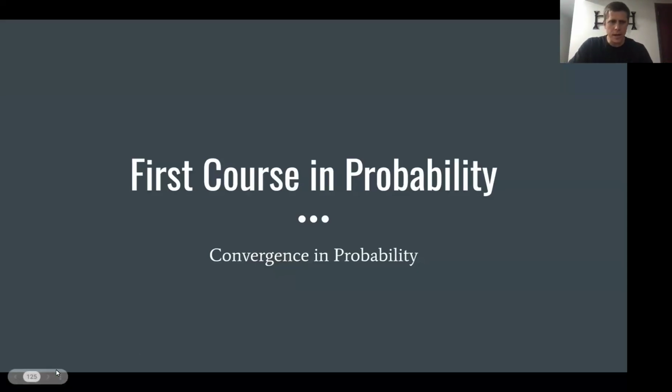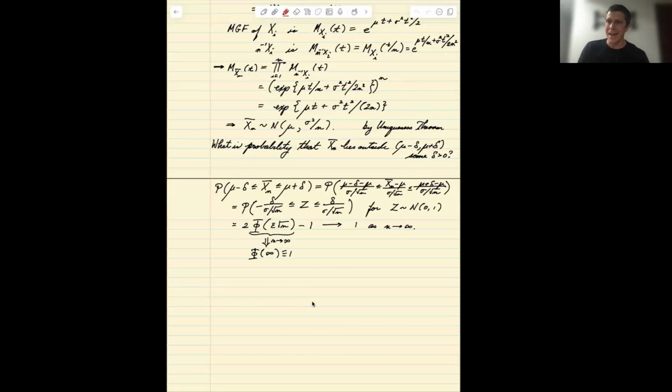Okay, we saw last time, in the case of the sample mean of uniform or of normal random variables, we were able to derive the distribution itself as a normal distribution, and then show that for large values of n, the probability that the sample mean is outside of a small interval of the true mean is very small, especially as n gets large. So we're going to continue with that.